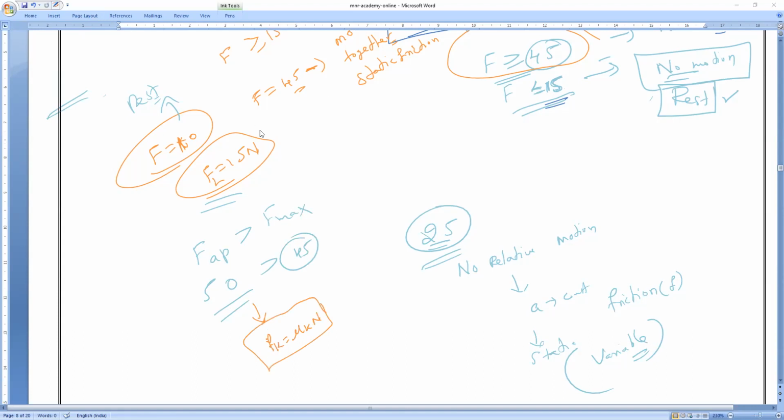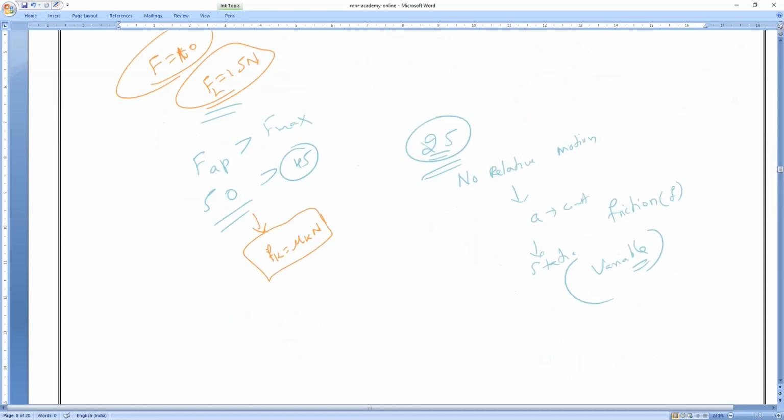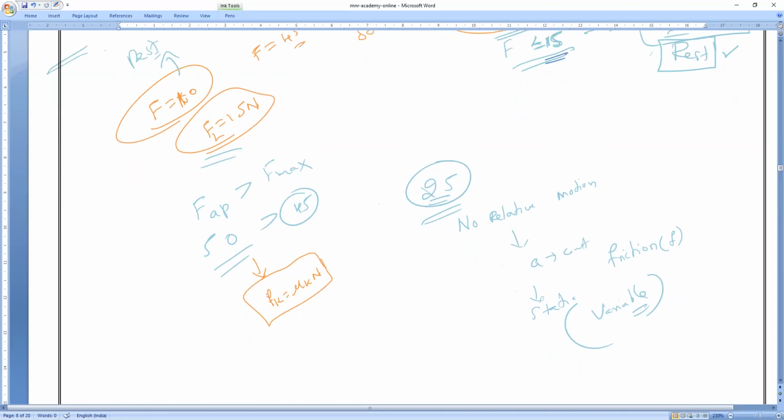That is what you have to remember. Either it is static friction or kinetic friction. If you want to find it, what is your primary duty? You need to identify the maximum friction. What is the maximum friction we have to apply to make the bodies move together?